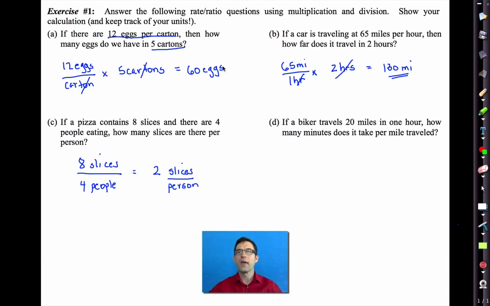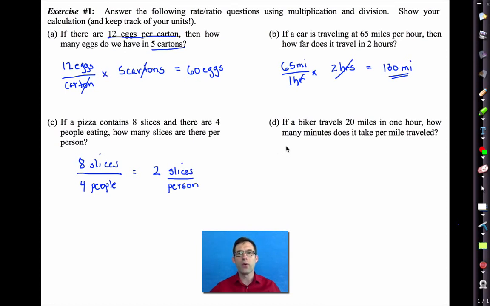All right, if a biker travels 20 miles in 1 hour, how many minutes does it take per mile traveled? Wow, 20 miles per hour. How many minutes does it take per mile traveled?